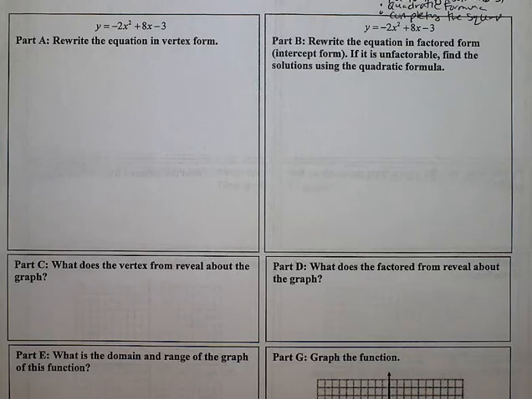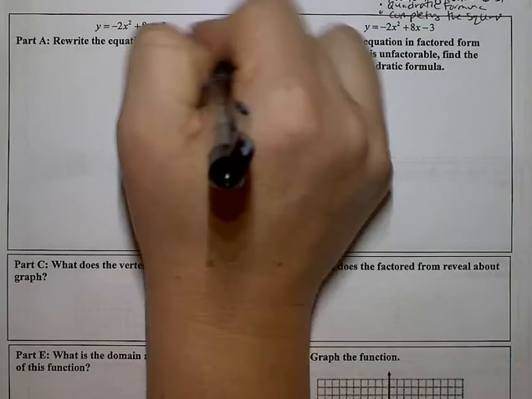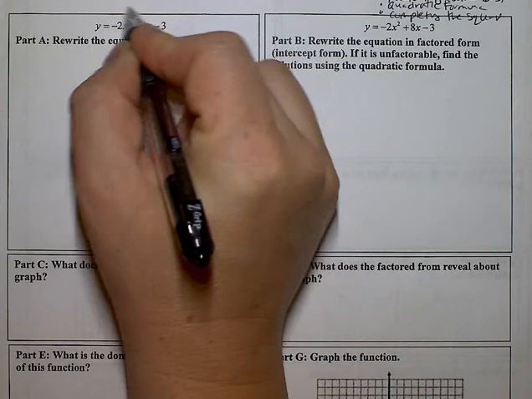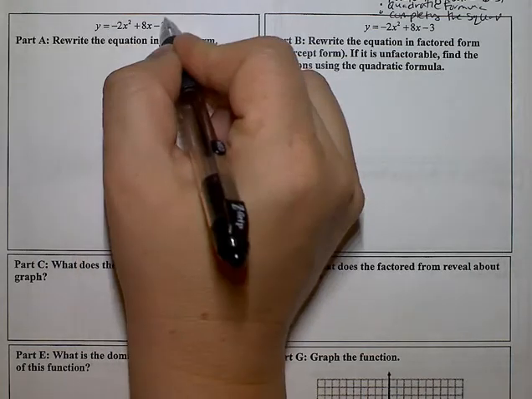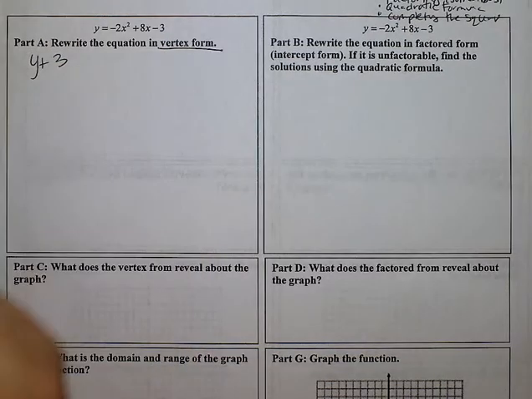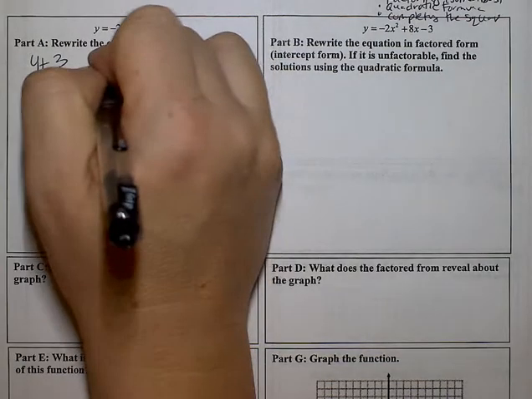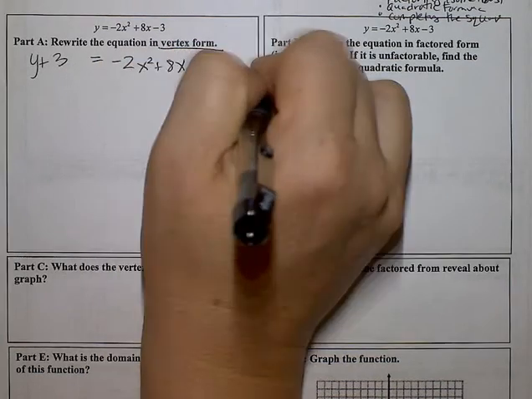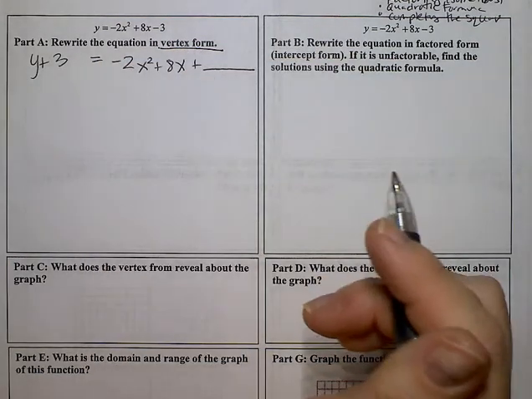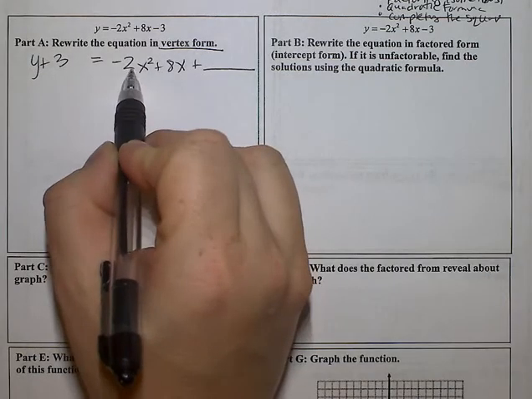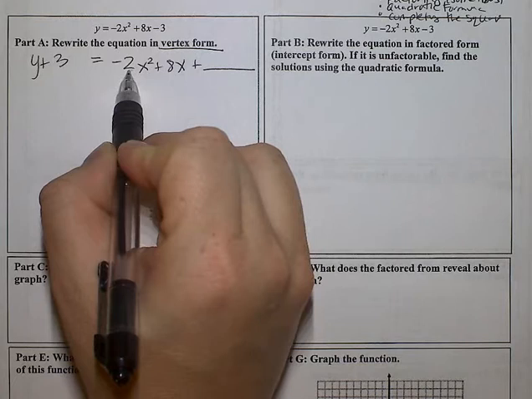Part A of number 1, write the equation in vertex form. So in vertex form, the first step is to take the constant and move it to the opposite side. To move a negative to the opposite side, you're going to add it. Okay. The next step is going to be to factor out the leading coefficient if it's different than 1.